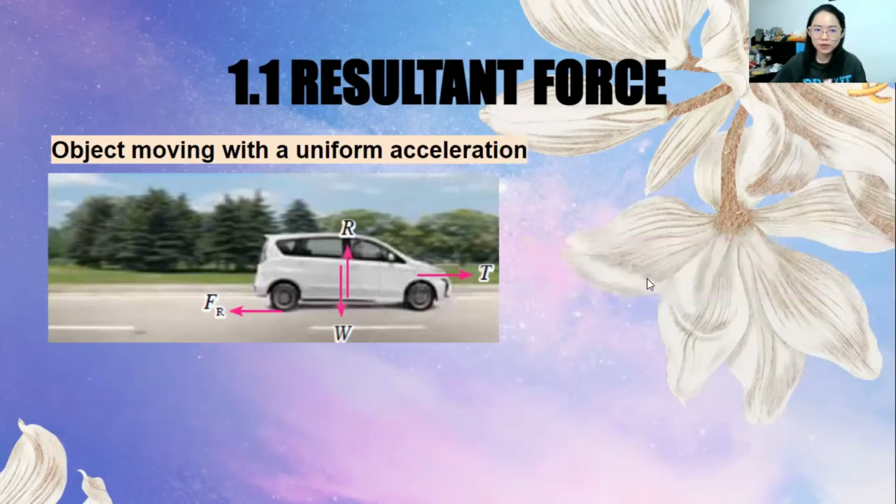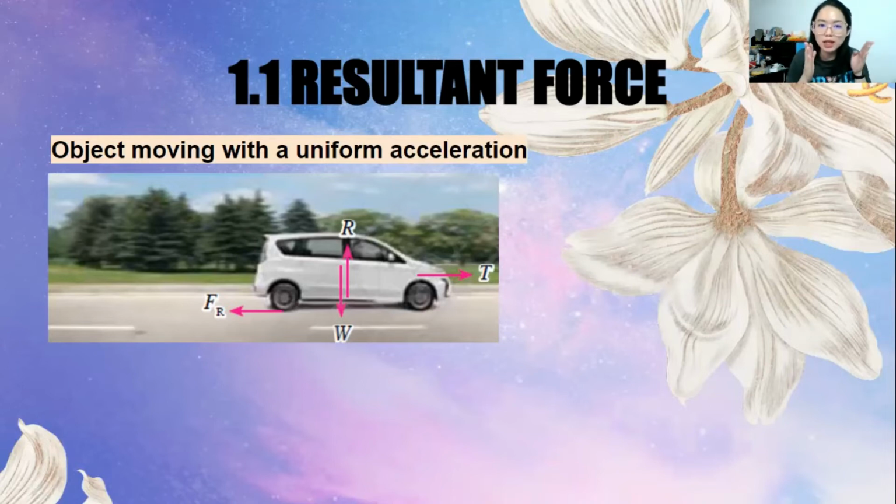So what if your car or object is moving with a uniform acceleration? When you are moving in an accelerating mode, you have overcome the frictional force. That's why you are accelerating. I repeat again, you have overcome the frictional force. That's why you are moving in an accelerating mode. Okay, now I go one by one.